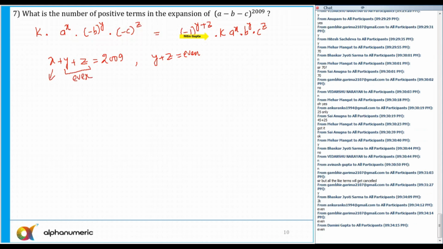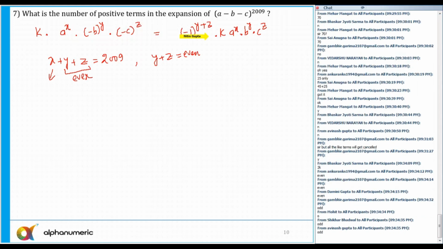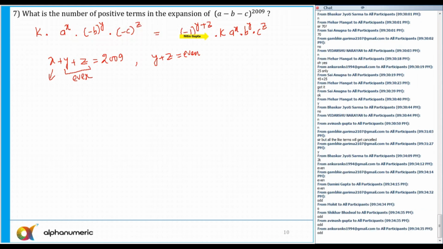Tell me. It has to be odd because 2009 is an odd number. So if y plus z is an even number, x must be an odd number. So I just put a restriction that x is an odd number and y plus z has to be an even number. Alright, so I'll take x to be odd.